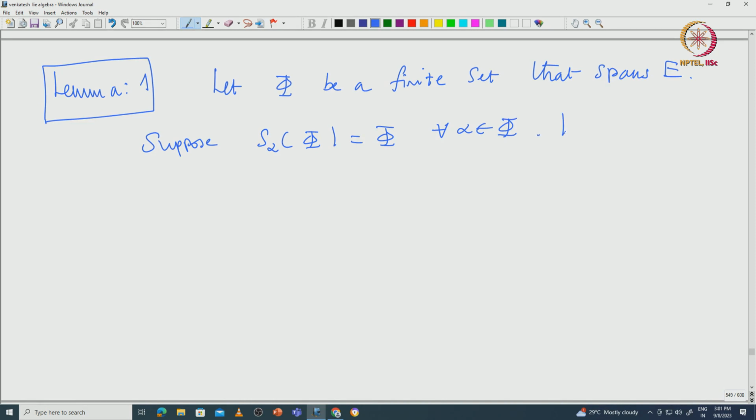Then, if we have some element sigma which is inside GL of E, let us say this actually leaves phi invariant. That means sigma of phi is equal to phi.